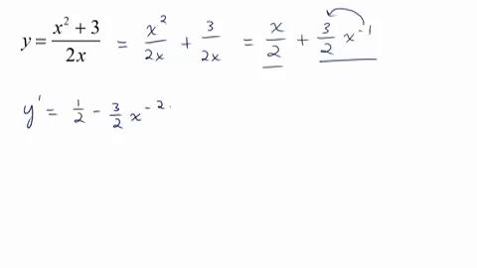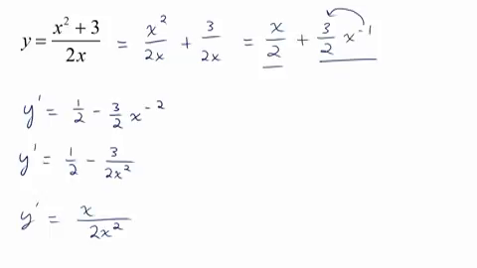This means we can convert back to a common denominator and write this derivative using one fraction. So we would have y prime equal to 1/2 minus 3 over, now getting rid of the negative exponent, 2x squared in the denominator. And now combining our terms using the common denominator of 2x squared, we get x squared minus 3 in the numerator. So y prime would equal x squared minus 3 all over 2x squared.